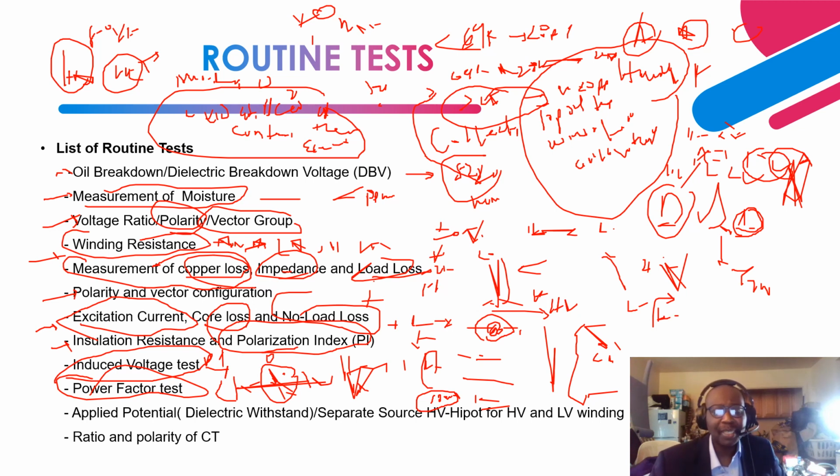Basically that determines the contamination level in the oil and the paper insulation. Okay, so the acceptable value is 0.5% and above. I take it back. For a new transformer, the acceptance level is 0.5% and below. For a new transformer, it shouldn't be more than 0.5%. It should be less than 0.5%.